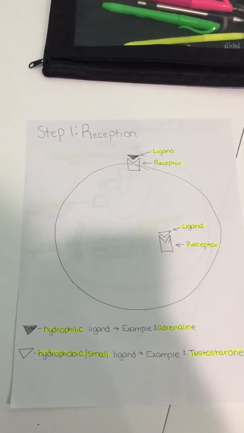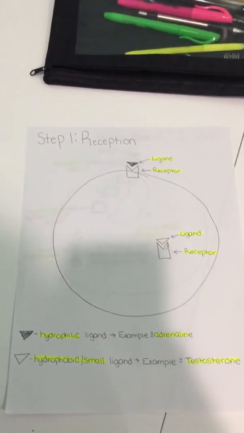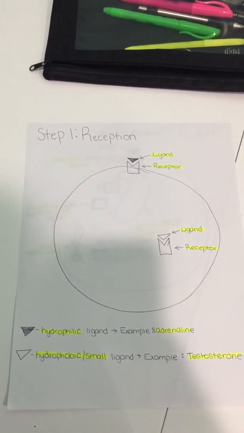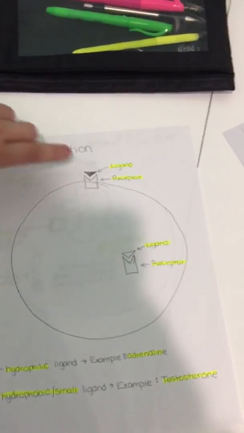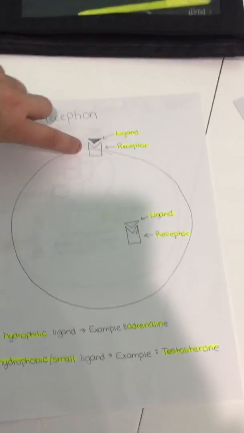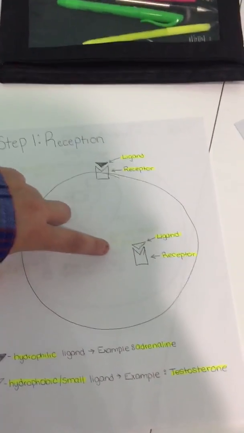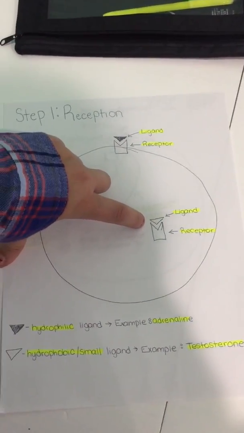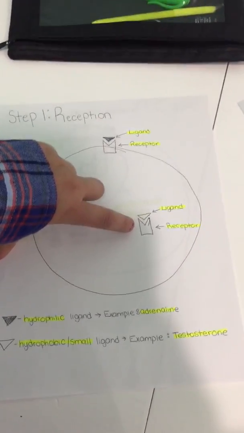Hydrophilic ligands have receptors located on the plasma membrane. An example of a hydrophilic is adrenaline. As you can see here, this is the hydrophilic ligand, which is outside on the plasma membrane. Then this is the hydrophobic ligand, which is inside, which is the testosterone.